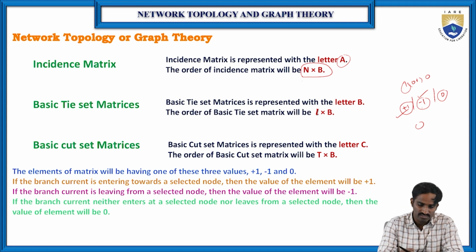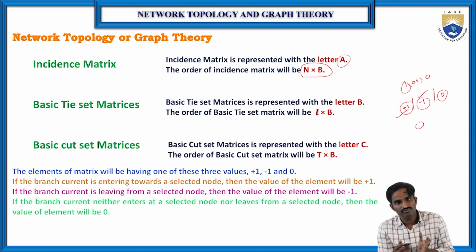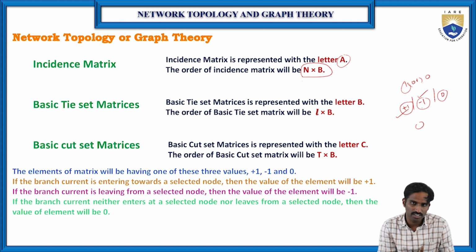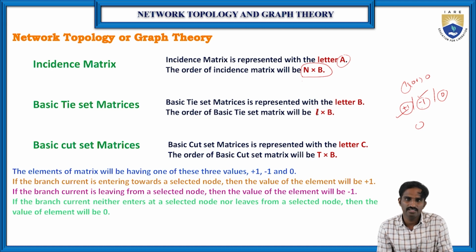So this we will discuss in the next class: what is the incidence matrix, what is the tie-set matrix and what is the basic cut-set matrix. Of course, the incidence matrix, basic tie-set matrix and cut-set matrix, all these we can form from the given graph, which means first we should convert the given electrical circuit into the graph. And then after that we can write the incidence matrix as well as the basic tie-set matrix and the cut-set matrix. Of course, here the basic tie-set matrix has the order of L cross B.